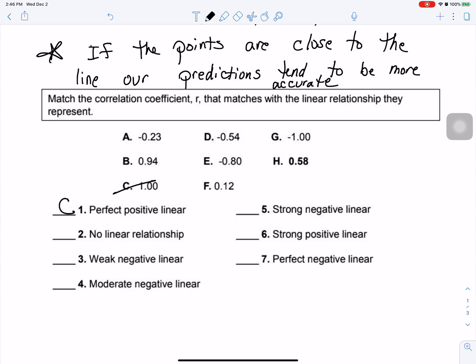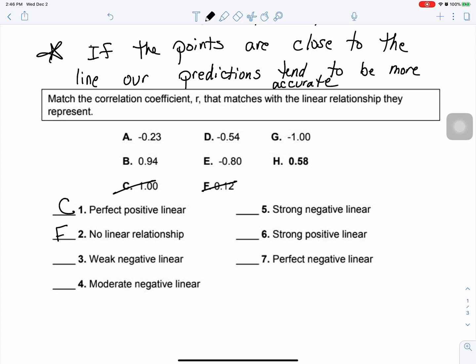No linear relationship, that's what we said the worst would be, a 0. So as close as we can get to 0, whether that's a positive value or a negative value, it doesn't matter. And that looks like F would be the closest we can get to 0, because that's closer than the negative 0.23 if you think about our number line. A weak negative linear. Again, all of these have to be linear. So a weak negative means it's not very good. So it's either going to be D or E.